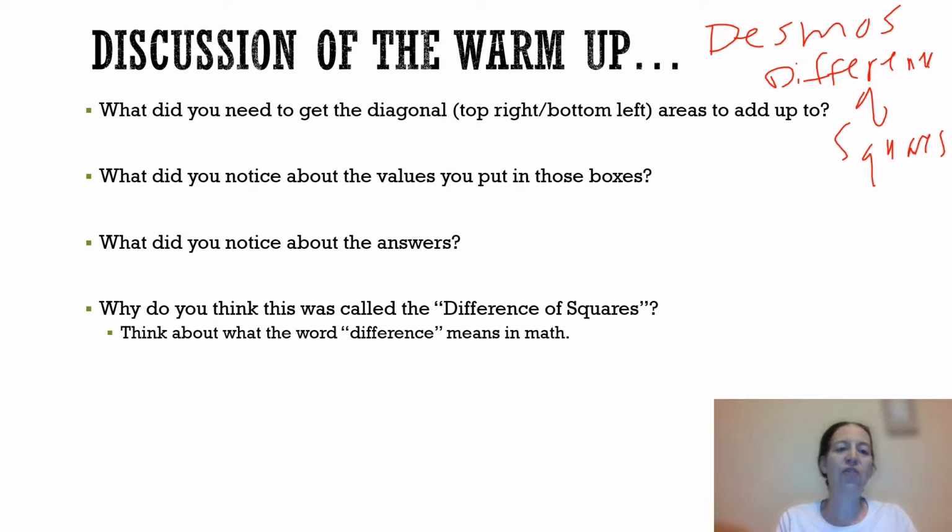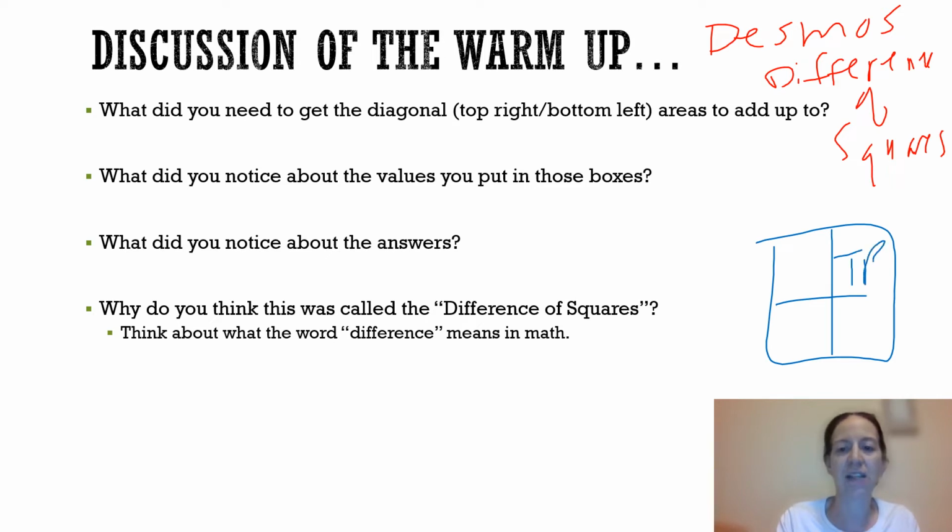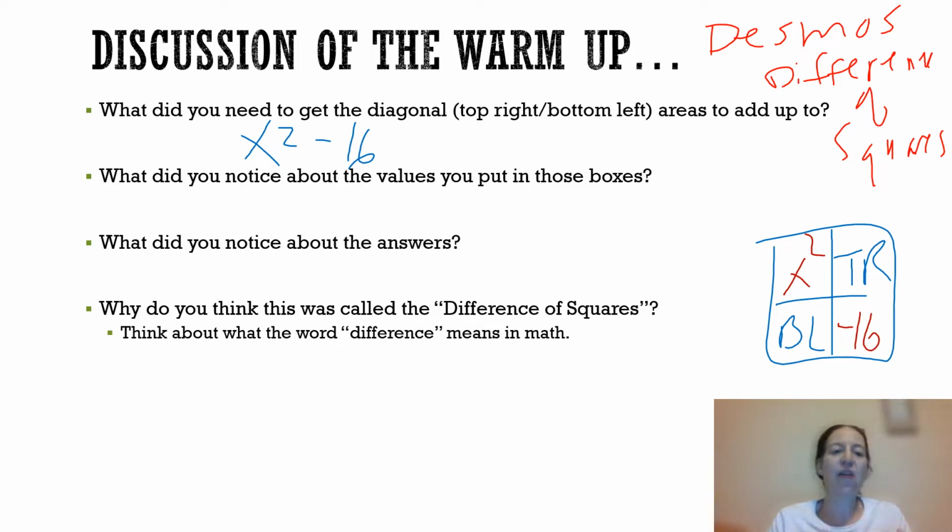So the first question to discuss is, what did you need to get the diagonal? And when I say top diagonal, what I mean is the top right and the bottom left. What did we need to get those areas to add up to? The problems looked something like that. You would have your x squared, and then your negative 16, and there actually isn't anything in the middle.